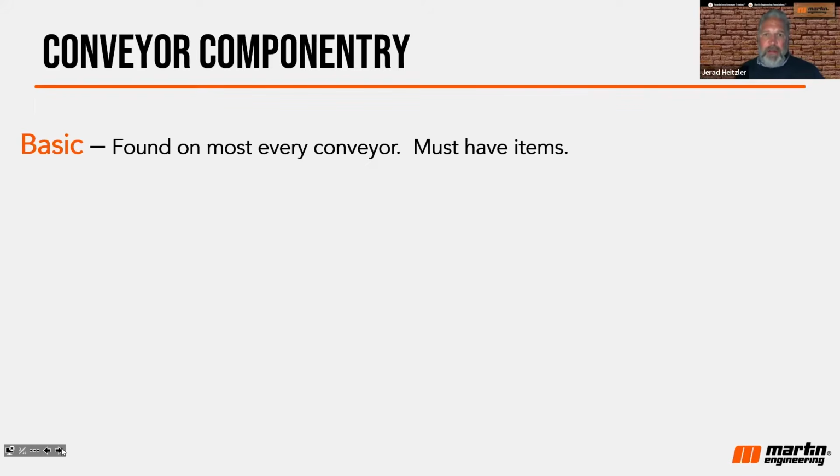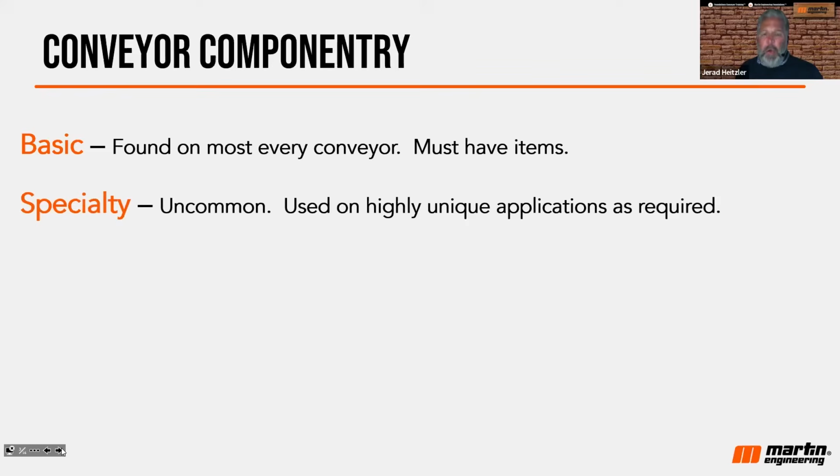Those are what we define as basic components. They're found on every conveyor belt, from a conveyor belt at a grocery store, a conveyor belt at an airport, and a conveyor belt at a mine or a process plant. It has these basic components. We're also going to talk about specialty components. Specialty components we're going to define as quite uncommon. You don't typically see them, but they're necessary in highly unique applications. If you don't have these specialty components, then you're going to have some problems with getting that material from point A to B or point A to C.